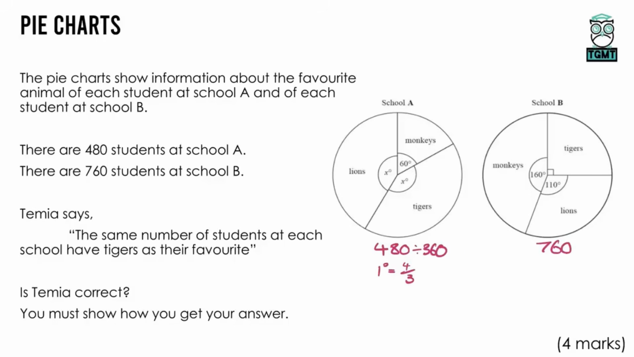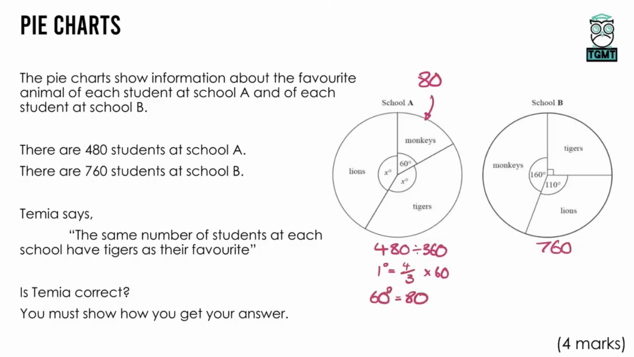We can now multiply that by 60, and that will tell us the amount here that liked monkeys the most. So if we times by 60, that is 80 people. So 4/3 times 60 gives us that 60 degrees is 80.